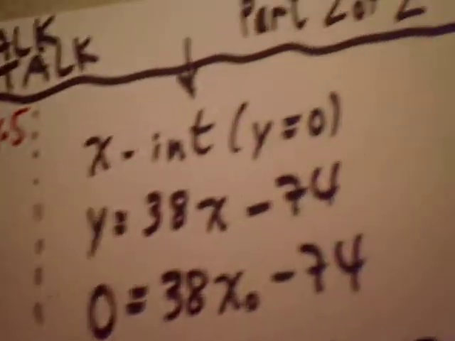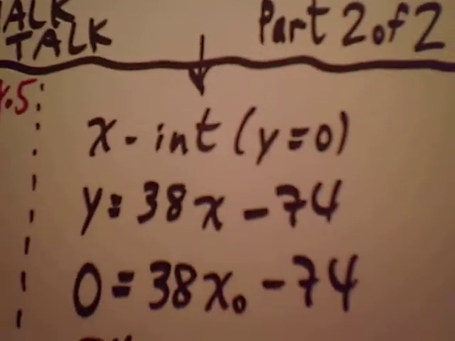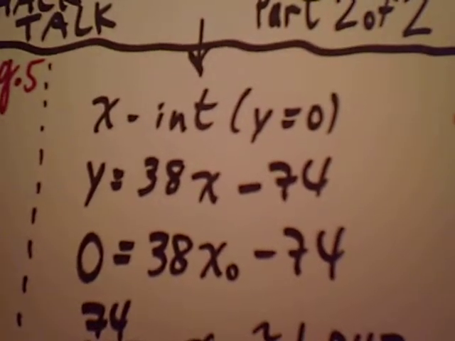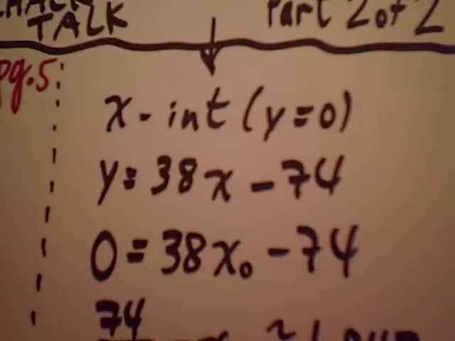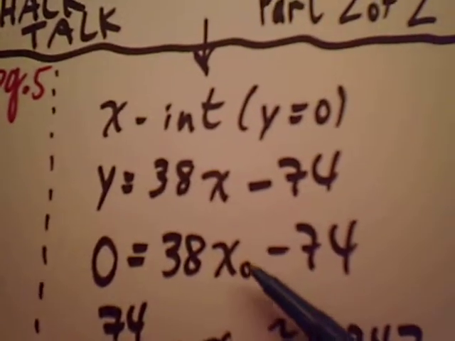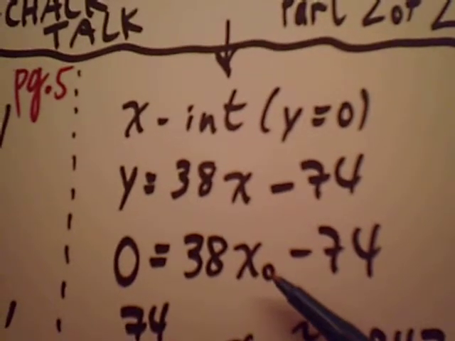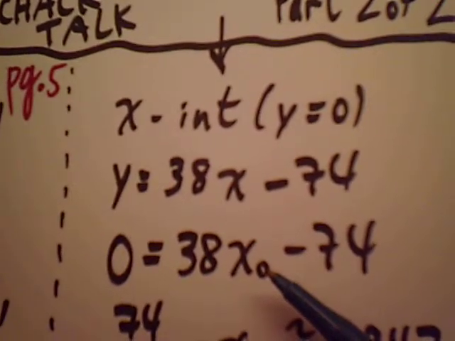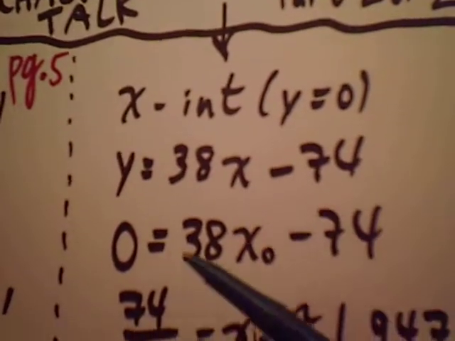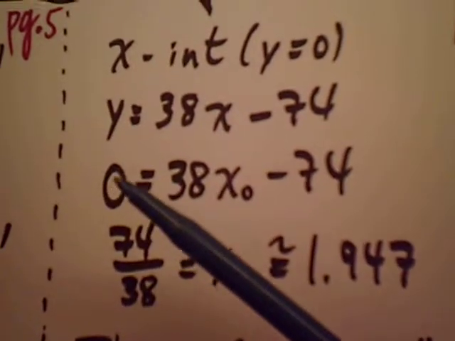Alright, so let's go over here. Now we're going to solve for the x-intercept. That means on the x-axis where y equals 0. So there's y equals 0, 38 times x subscript 0, which just means we're finding the x value when y equals 0, also known as the x-intercept. So 38 times that x-intercept minus 74 is equal to 0. We move some numbers around, move the 74 over, it becomes positive.